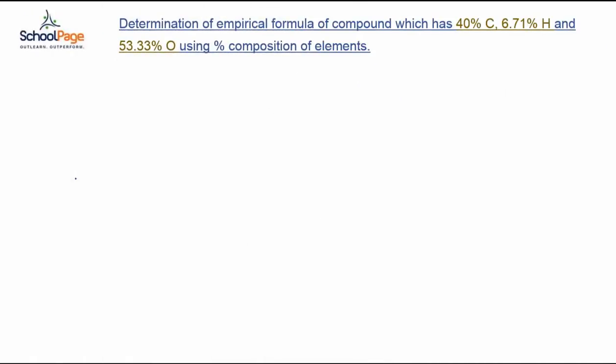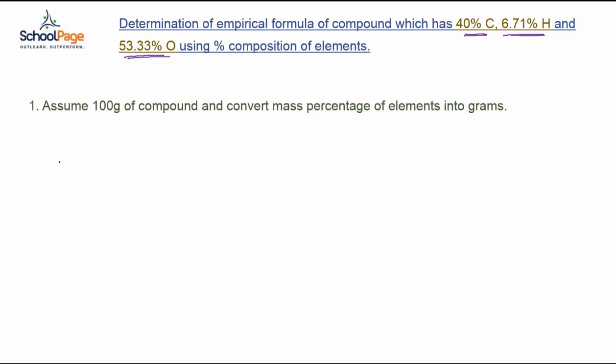We have to determine the empirical formula of a compound which has 40% of carbon, 6.71% of hydrogen and 53.33% of oxygen. So the first step is to assume 100 grams of compound and convert the mass percentage of elements into grams. So it is 40% of carbon. So I assume that for every 100 grams, 40 grams of carbon is present.